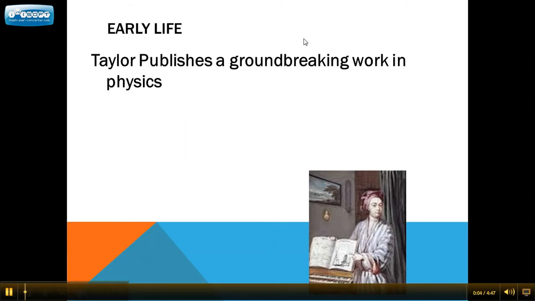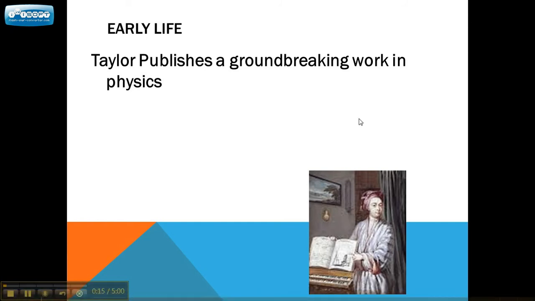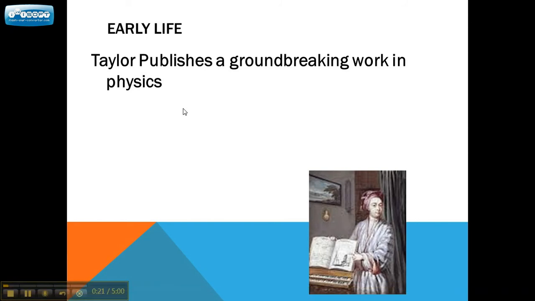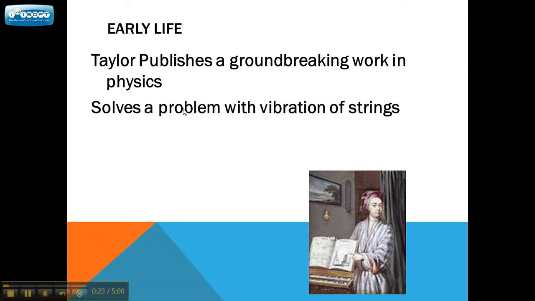Brooke Taylor was born in the late 1600s to parents of the English aristocracy. Educated in London, Taylor took an interest in mathematics and science from an early age. At the young age of 23, Taylor published a groundbreaking work in physics. This work at the time solved the modern-day problem with the vibration of strings.